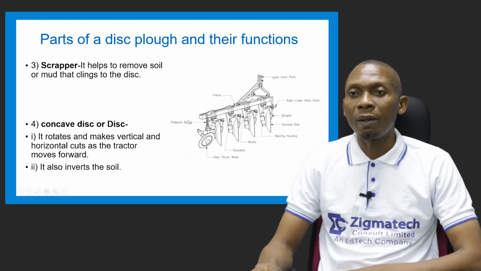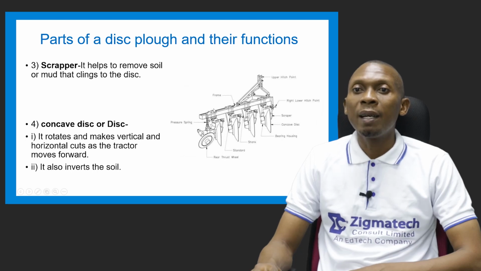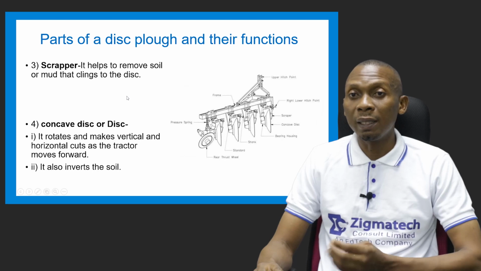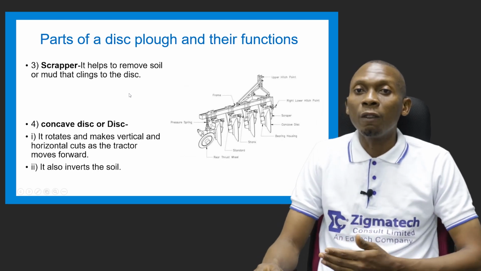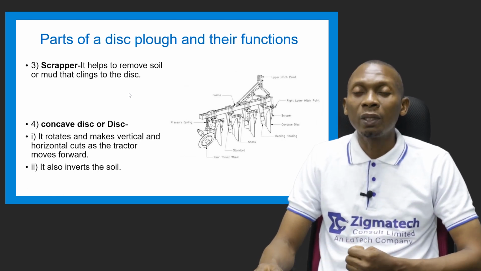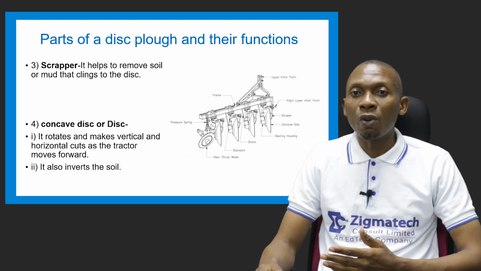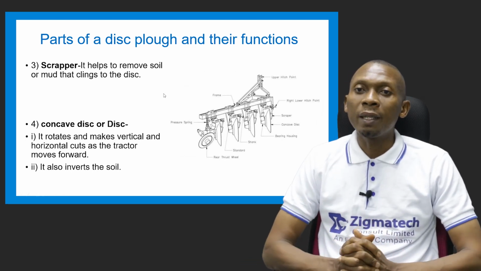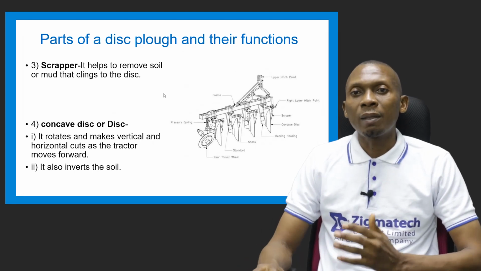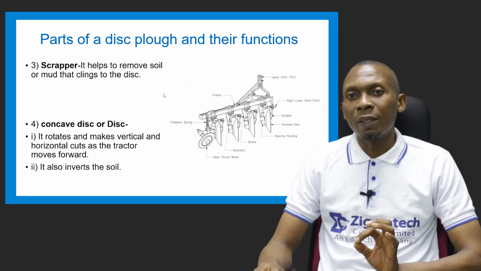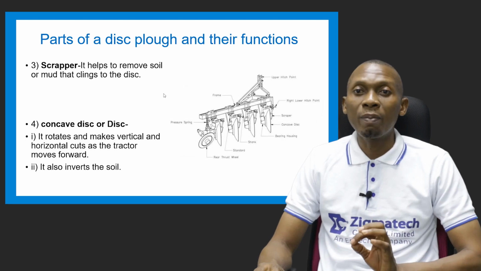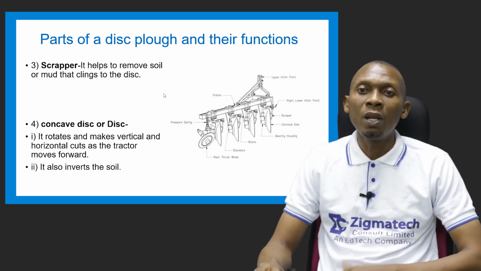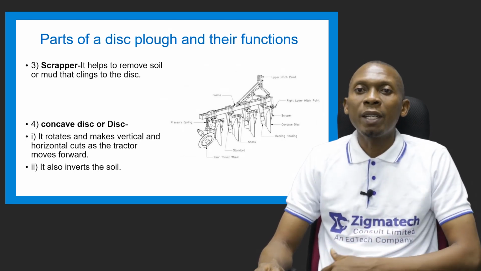We have the scraper. Now, what's the purpose of the scraper? From our picture, you can see the scraper. It helps to remove soil or mud that clings to the disc. It can work on muddy soils and heavy soils, but in the process of working, some of the soil gets clinged to the disc. And so there's a part of the plow that's called a scraper. This helps to remove mud while the implement is being used.